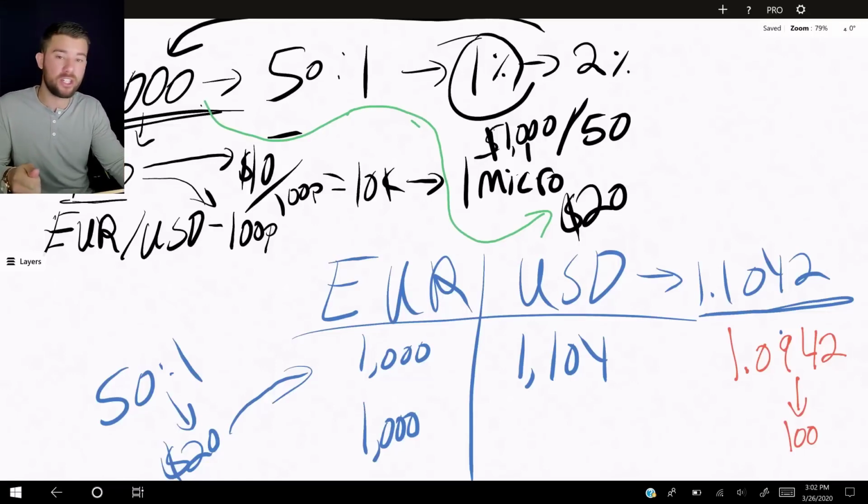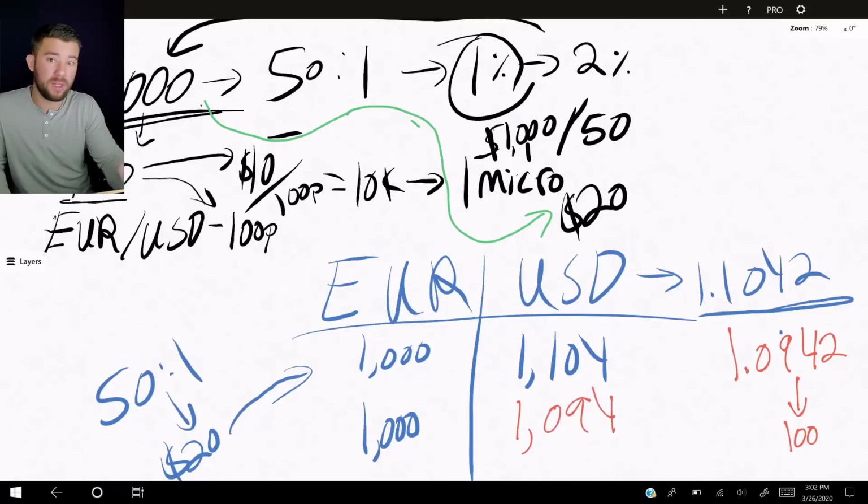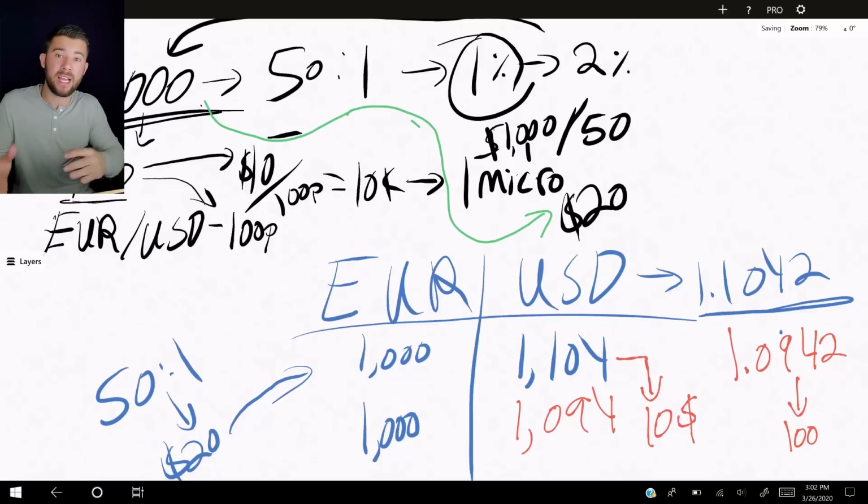But now the exchange rate is lower. So even though your investment dropped in value, they still expect that same 1,000 euros. In order to give them 1,000 euros, you now have to hand them $1,094. Because of that, your investment dropped $10. And that's the actual math on this specific trade.